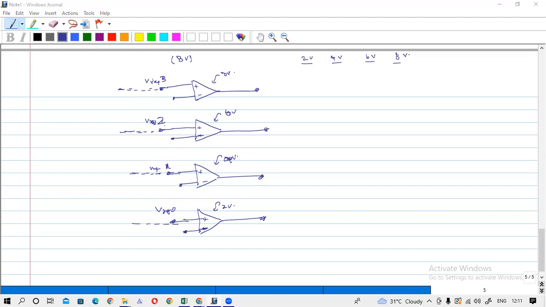Yes, that is 8 volt. Here you have to give the 8 volt. Here what you have to give? You are going to compare 6 volt, so you have to give the 6 volt here. Here you are going to compare the 4 volt, so you have to give the 4 volt here. You are going to give a 2 volt, you can give a 2 volt here. Okay.